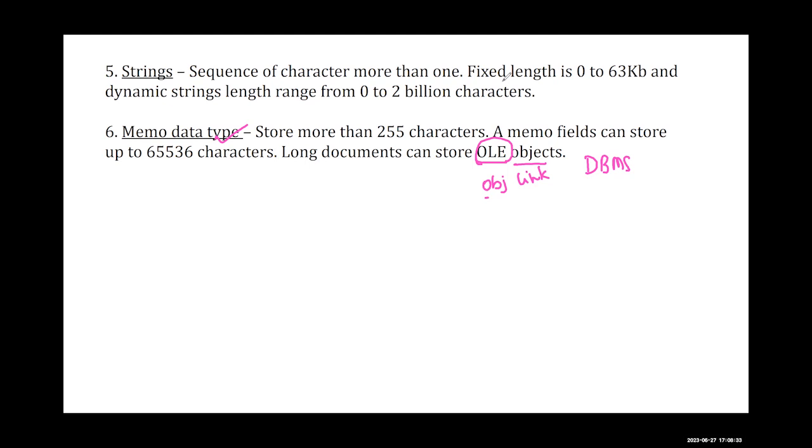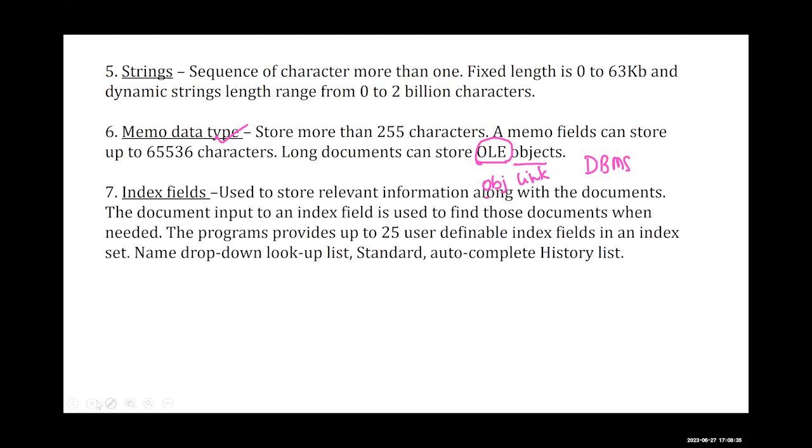And then next we have index fields. Now what is this index field? They are used to store relevant information along with the documents. The document input to an index field is used to find those documents when needed. So indexing is just like the index you have in your record books. When you say an index page, what does that represent? You have your program number, you have your program name. For example, if it is ABC, then you have a page number, isn't it? You can find it on page number 2. This is usually called an index page.